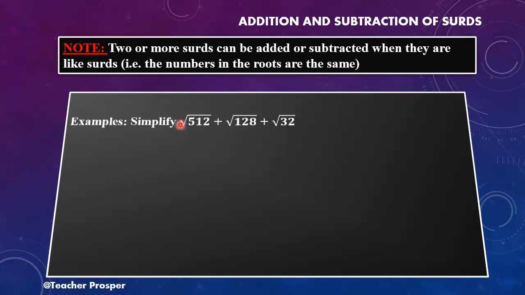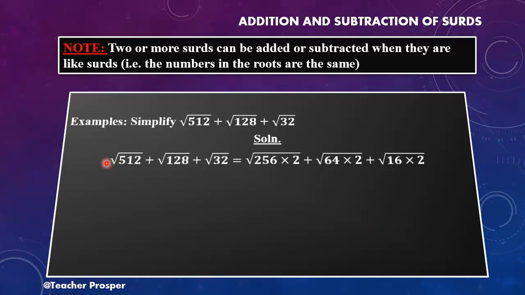We want to look at how to simplify square root of 512 plus square root of 128 plus square root of 32. Clearly, these are not like surds because 512 is not the same as 128, which is not the same as 32. So, what we need to do is try to simplify these to see whether we will get like surds from them. So, let's look at our solution.